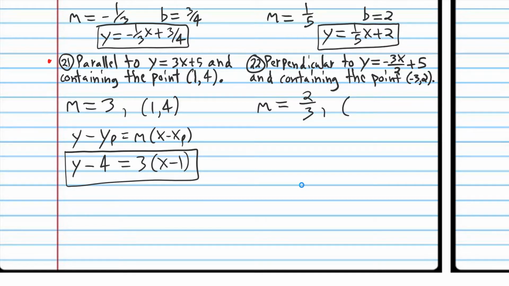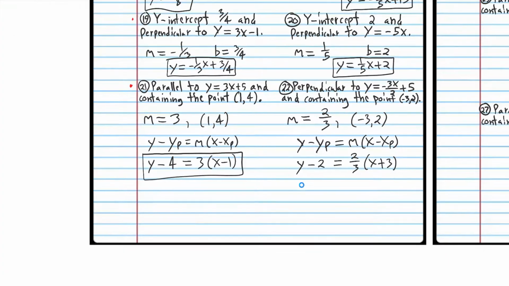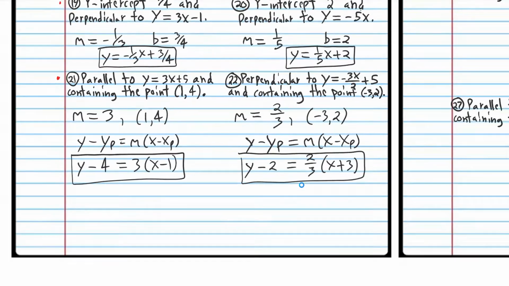And then we have the point negative 3, 2, so we have the slope and a point. So we're going to use point-slope form, just like we did in the previous problem. So y minus 2 is equal to the slope, which we found is 2/3, times x minus negative 3, but minus negative 3 you know is just going to be plus 3. So these problems are really easy.